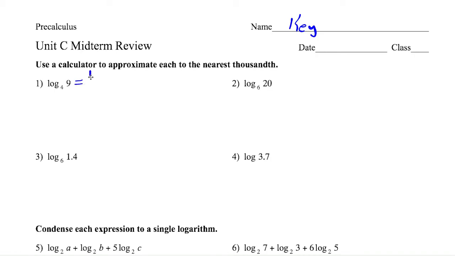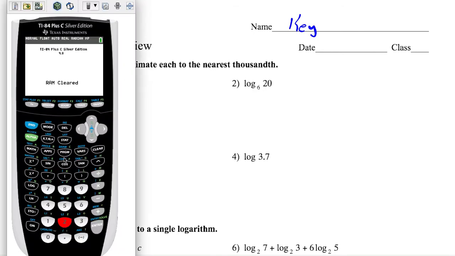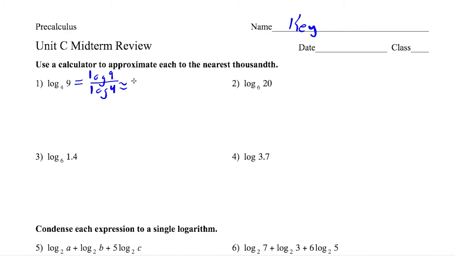We need the change of base formula. So this is actually going to be log base 10 of 9 over log base 10 of 4. If I do my calculator, log of 9 divided by log of 4, I get about 1.58, so I'm going to put 1.58. For the next one, I get log of 20 divided by log of 6.